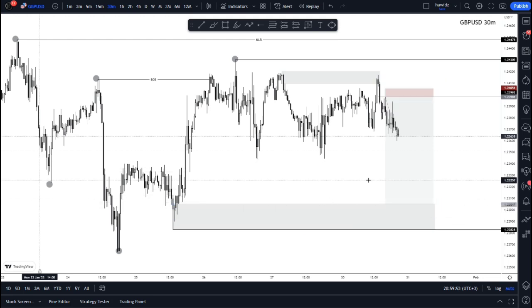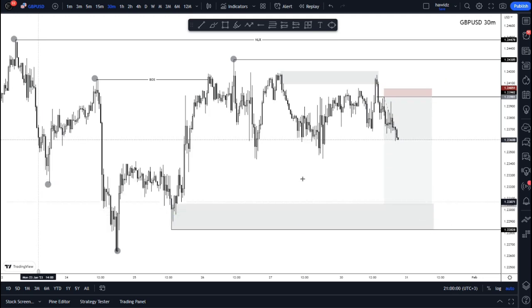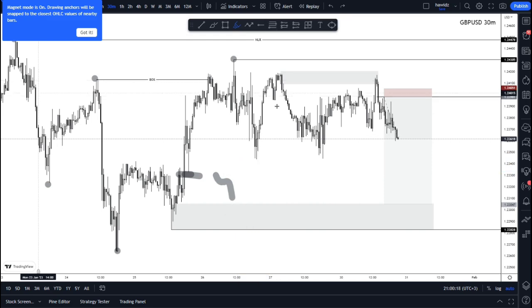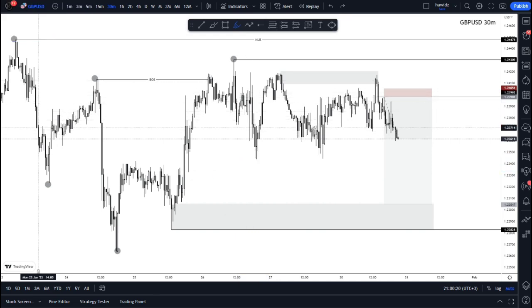An area of demand where there are institutional orders lying, so that these institutional orders can be triggered and imbalances in this area can be filled. As you can see, we have imbalances in this area right here. So if these imbalances get filled and these orders get triggered, price will have enough momentum to go back into that bullish price action and take out the highs as its next liquidity run.